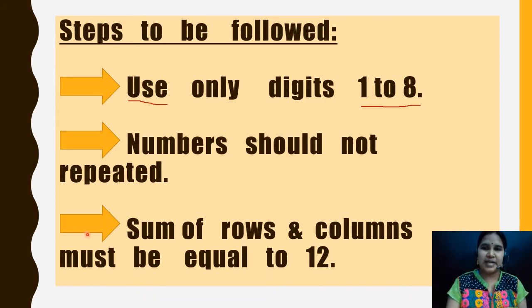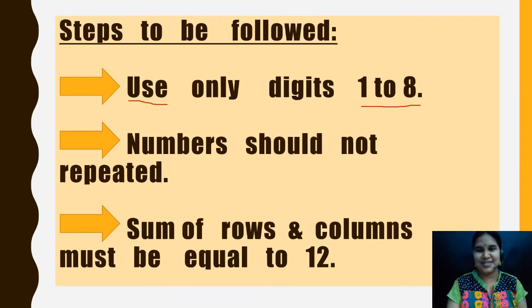Let us see the third step. Sum of the rows and columns must be equal to 12. If you add row wise and also column wise, you need to get the sum as 12.